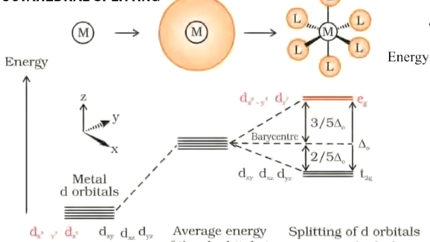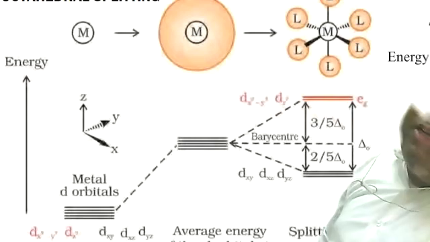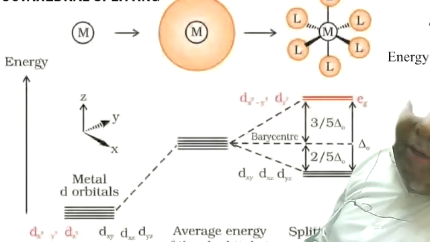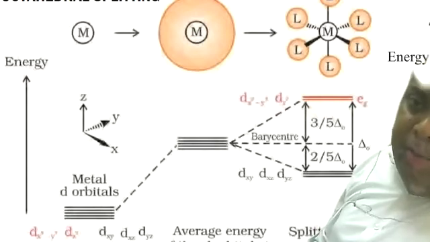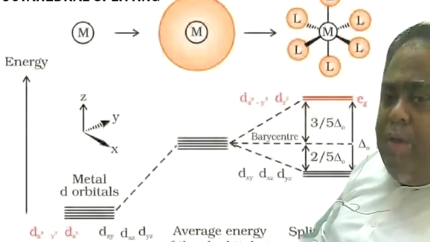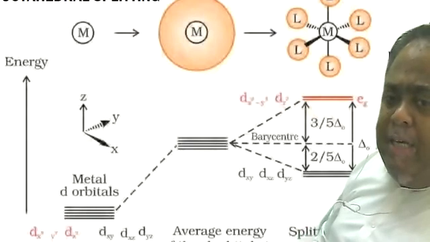Before that, if you have to find out the crystal field stabilization energy, what will you do? All right. I have become a ghost. See how I am coming? If you have to find the energy, say one electron is there in the t2g orbital and it is below the barycenter.